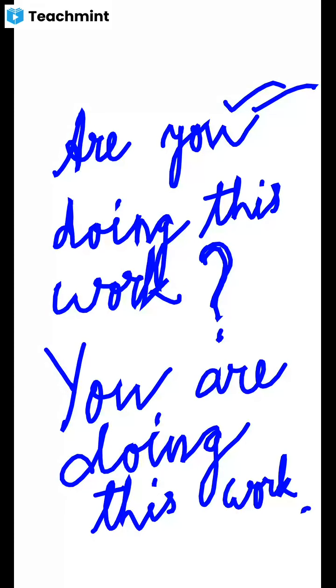Now, if you change this into passive form, then what will be the answer? If the sentence is changed into passive voice. I think my voice is breaking. Echoing also.